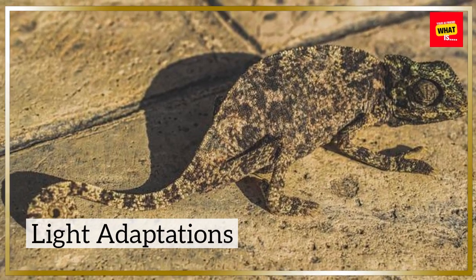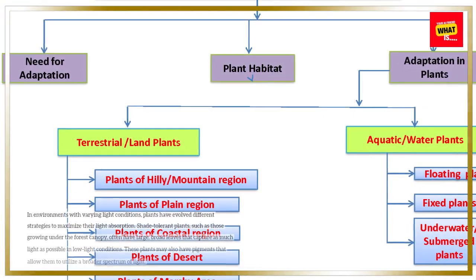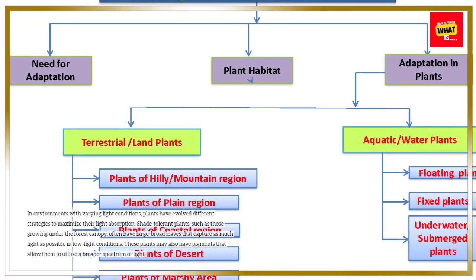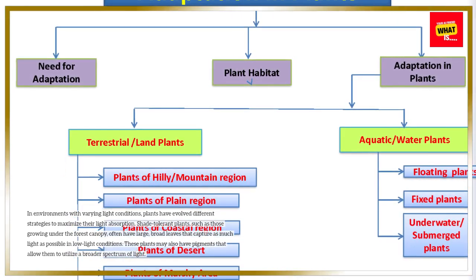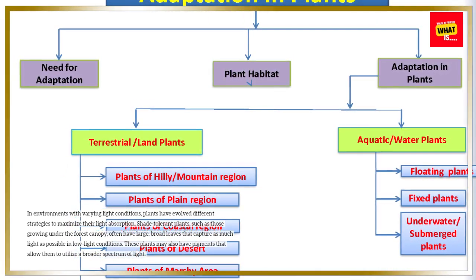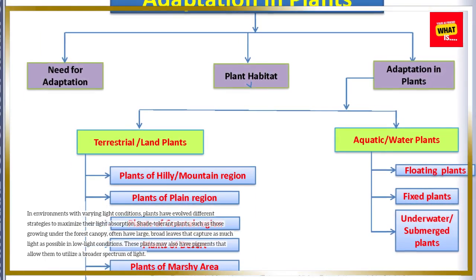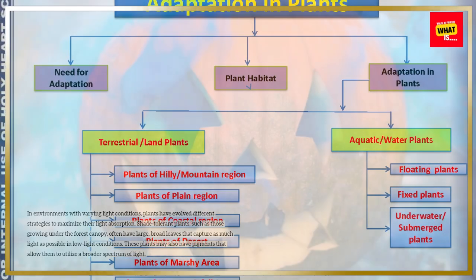Light adaptations. In environments with varying light conditions, plants have evolved different strategies to maximize their light absorption. Shade-tolerant plants, such as those growing under the forest canopy, often have large, broad leaves that capture as much light as possible in low-light conditions. These plants may also have pigments that allow them to utilize a broader spectrum of light.